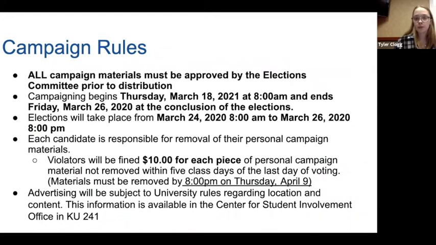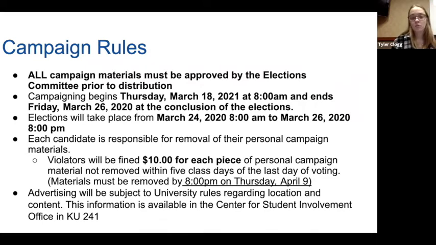So some campaign rules that are extremely important to follow. All campaign material must be approved by the elections committee prior to distribution. So any posts on social media, any social media accounts in general, any flyers, anything like that needs to be approved by my committee before it is shown to the public. And that cannot happen until campaigning again begins on March 18th at 8 a.m. And nothing can be posted without approval until campaigning ends.